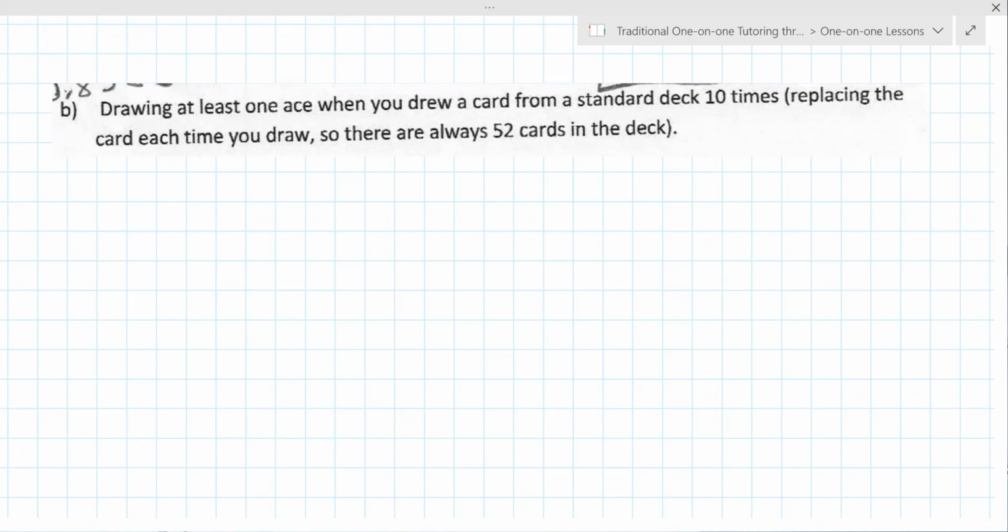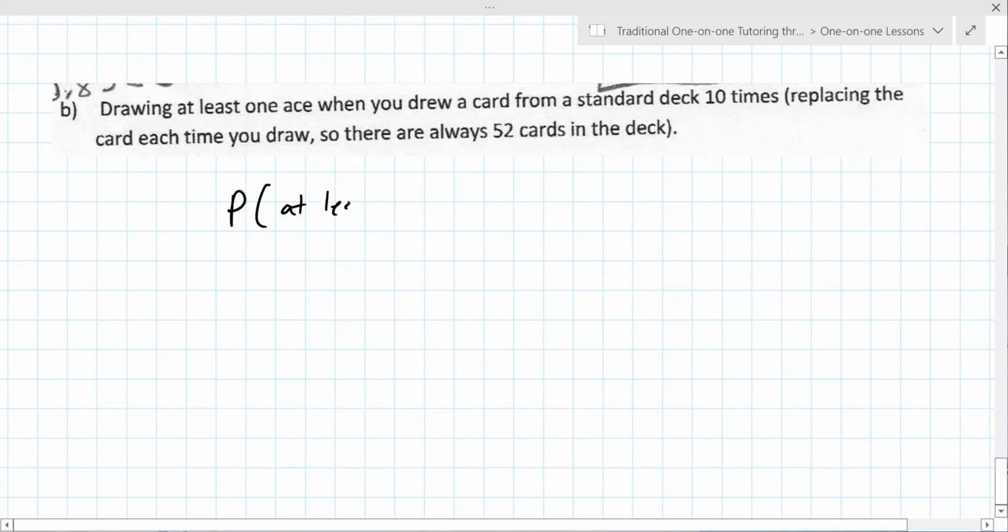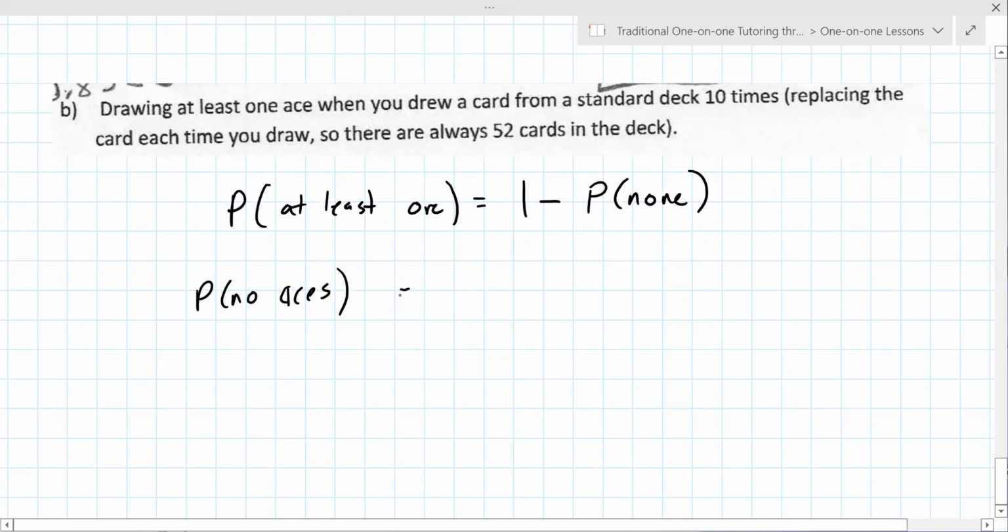All right, so now this B, it's like the at least one rule. So when you say the probability of at least one, and this was probably covered in your class, it is 1 minus the probability of none. So we actually want to find the probability of no aces. Maybe that's hard or confusing, because what do you mean by no aces?